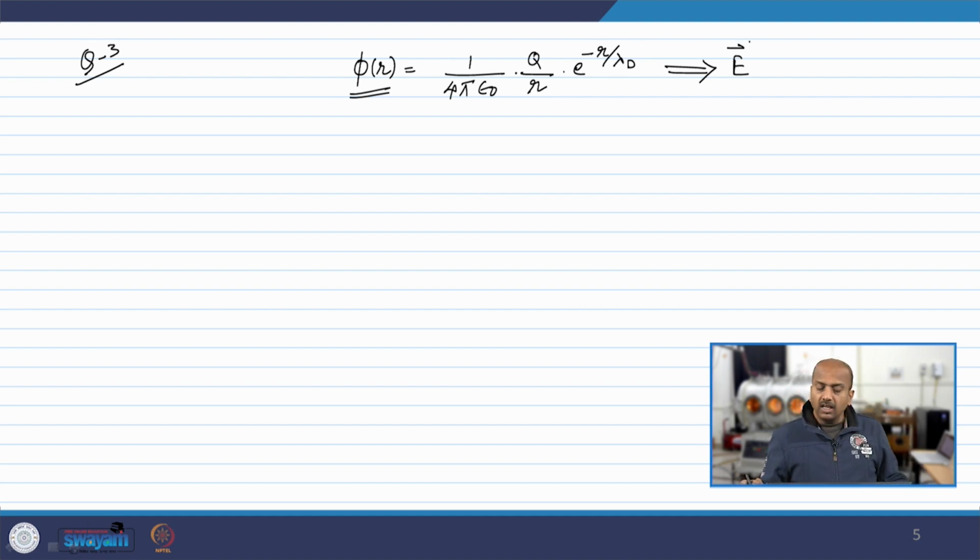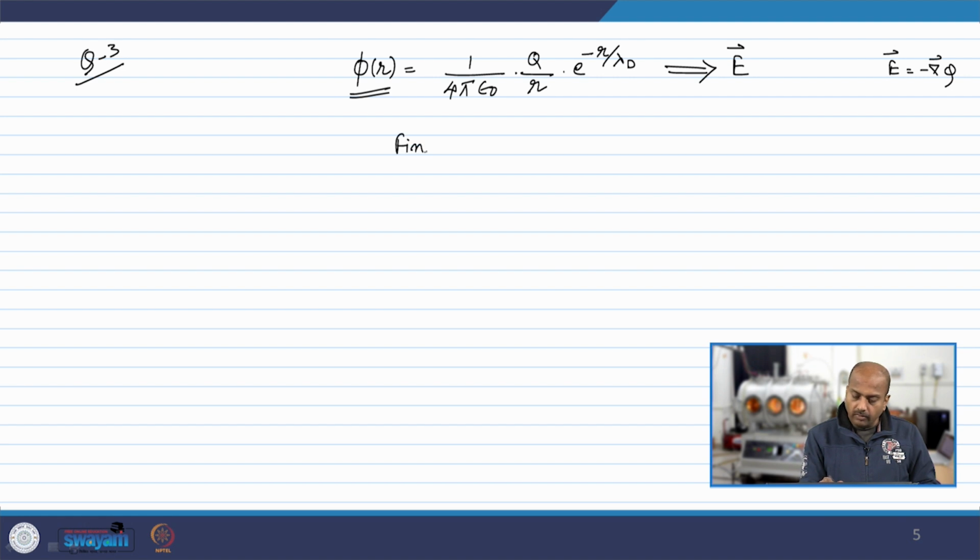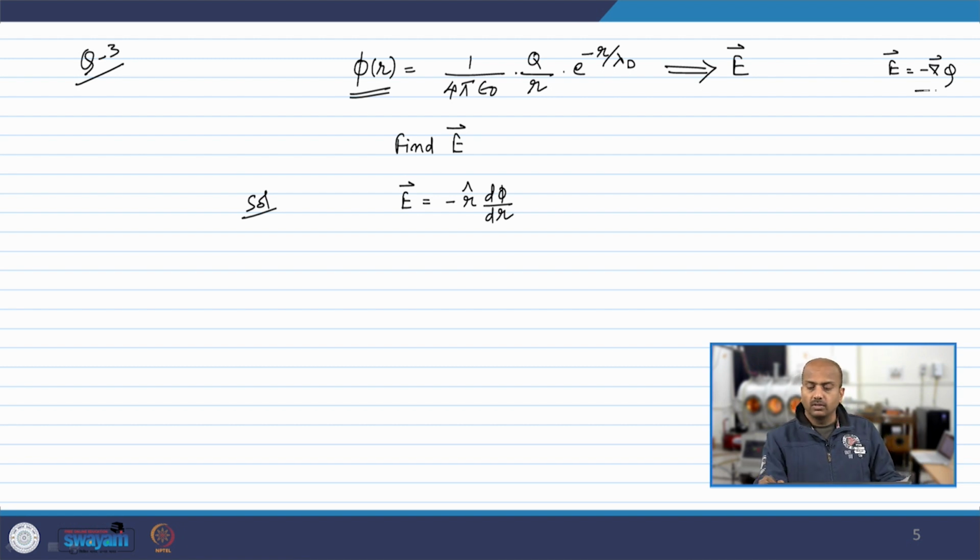So, we know that the electric field is the negative potential gradient. So, E is equal to minus del phi. We have to find out the electric field now. Okay. But since the coordinate system is in terms of r, we have to use an appropriate formula. So, we can write, the question is: find the electric field. The solution. We know that the electric field E is minus r cap d phi by dr. Why? Because of this. You see this?